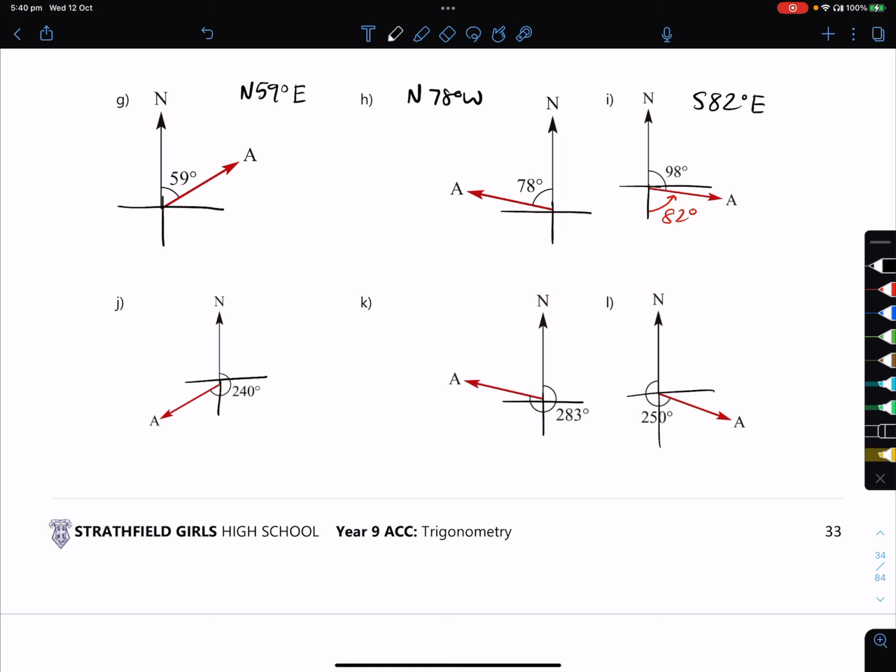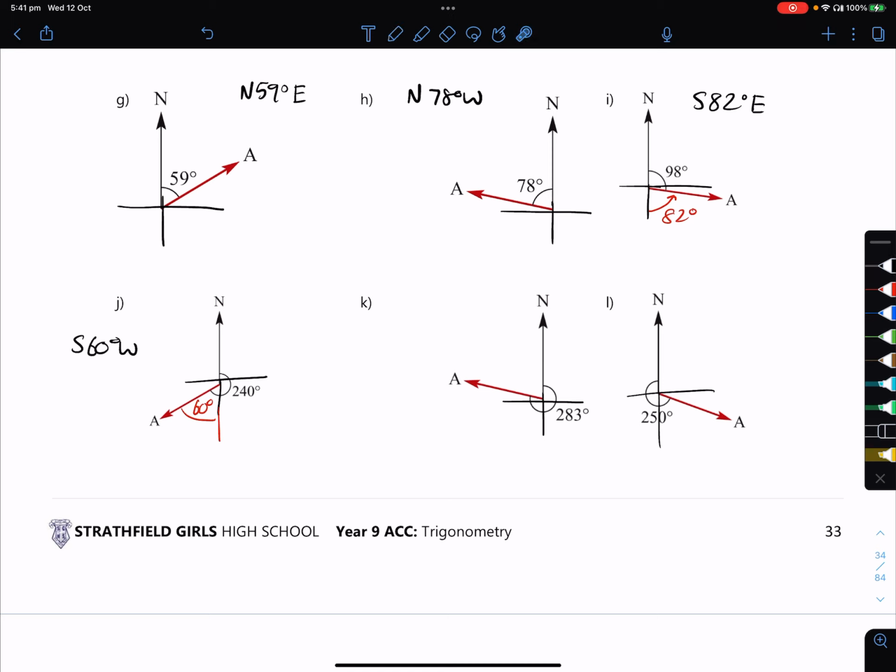For question J, that line is closer to south. We have to angle it that way to head in that direction. Well, that 240 is all the way there. But if we just minus the 180 that we have here, 240 minus 180 is 60 degrees left, from there to there. And so that will be starting with south, but angle 60 degrees towards the westerly direction.